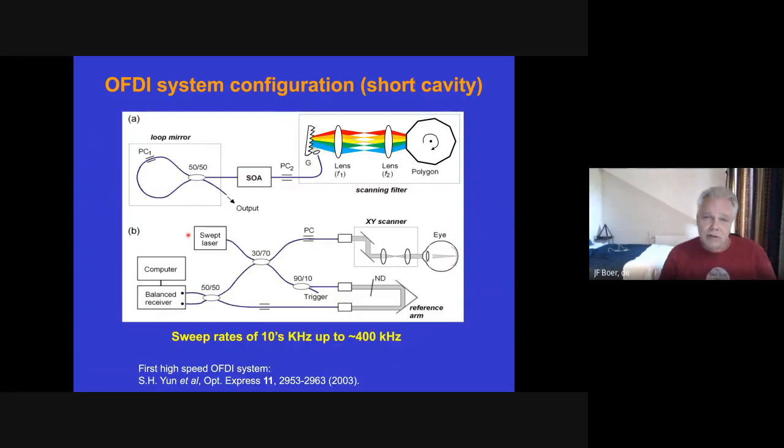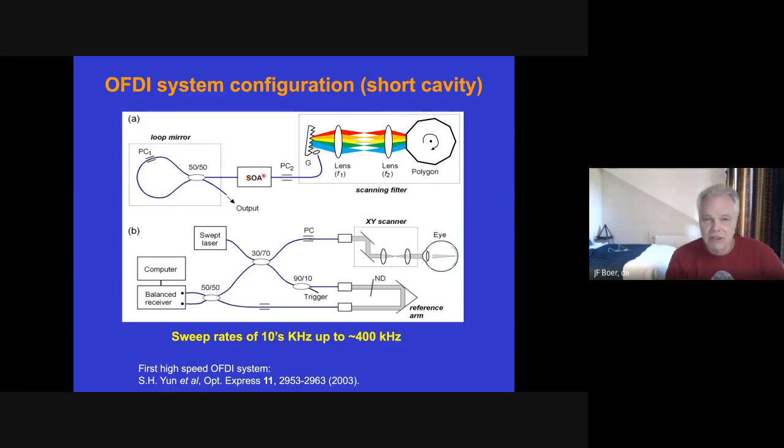Development of these sources wasn't easy. In the beginning, they didn't exist, so a lot of groups built these homemade systems. This is one where, my laser pointer is really slow, so I'm going to the SOA. The SOA is not what you think it is, but it's a semiconductor optical amplifier. It's a device that amplifies the incident light by a factor of 100 to 1,000.